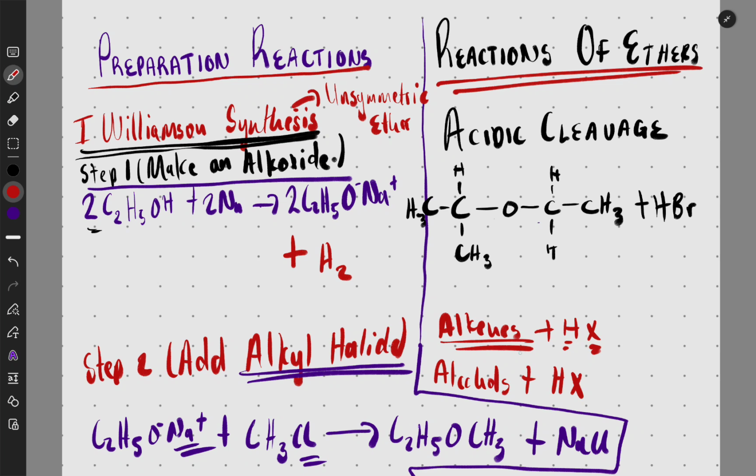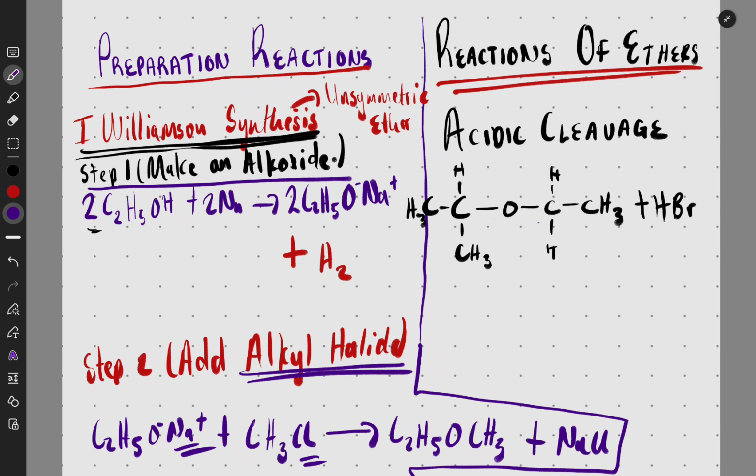If you add HX to an alkene, you use Markovnikov, right? But now we are adding it to an ether. Then what happens when you add it to an ether? When you add it to an ether, what happens is it breaks it. It breaks it, people. It breaks the ether. Where? Where does it break it? Here or here? That's the question.